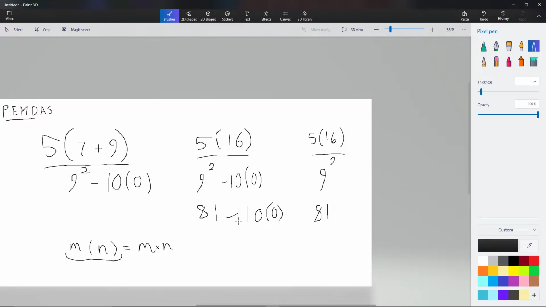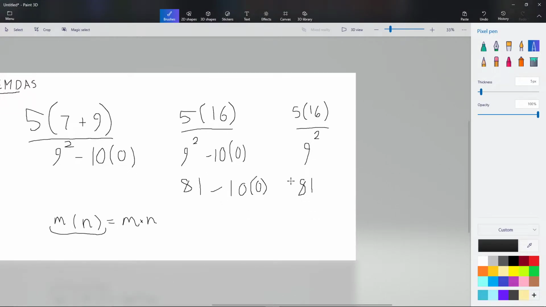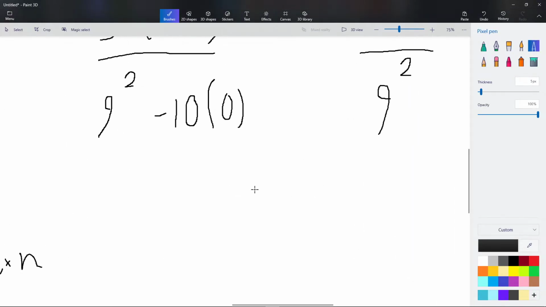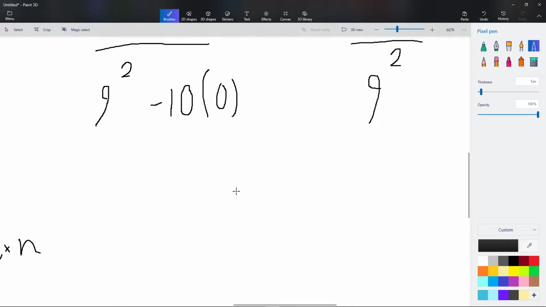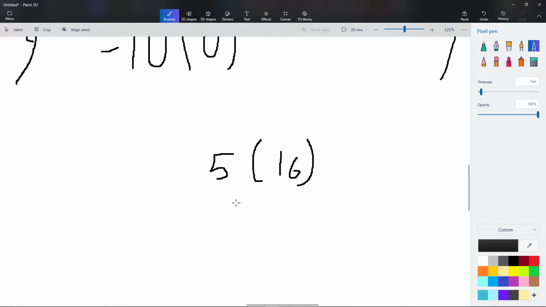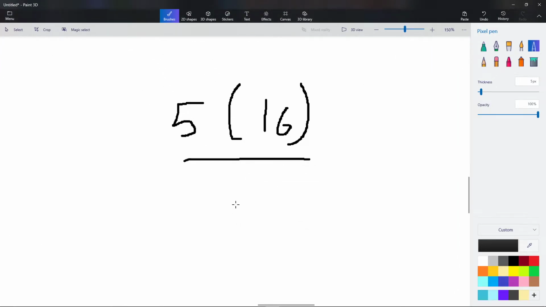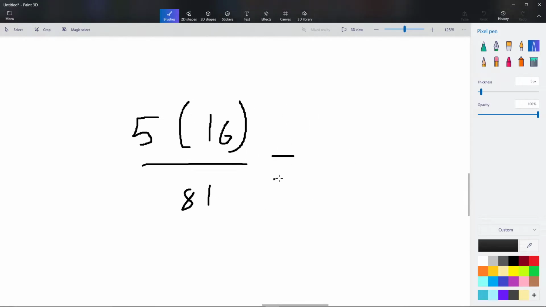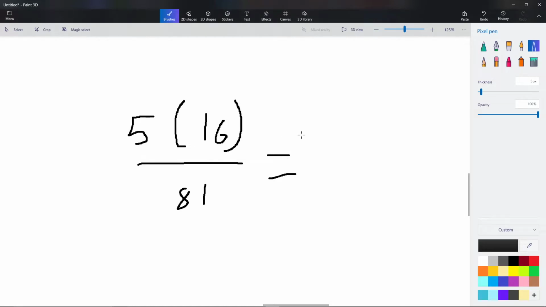Now let's rewrite this again. So we have to erase all this because this does not really matter. This isn't real. Let's start writing down what's actually happening here. Alright, so then this is the same as 5 times 16.